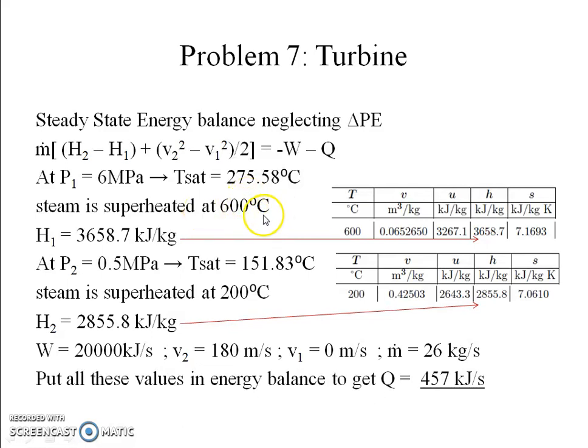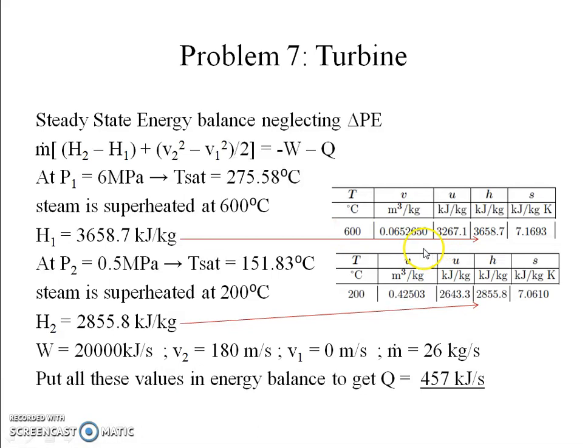What is the degree of superheat for this steam? It's very simple. You just subtract 600 minus 275.58, and whatever it comes out to be, it comes out to be approximately 324.4 degrees. So that is your degree of superheat. Okay, so now you have found out that the steam is superheated. So now you have to go to superheated steam table.